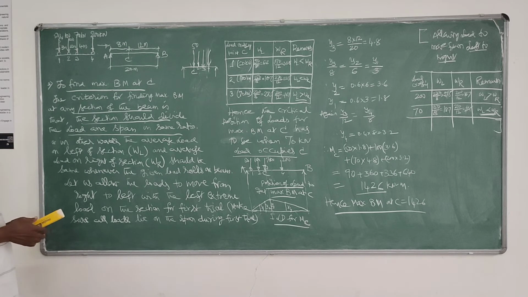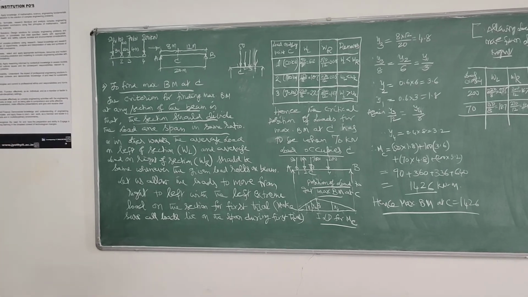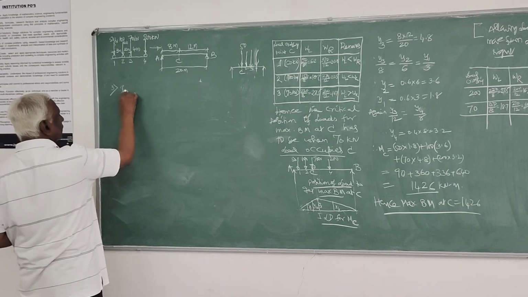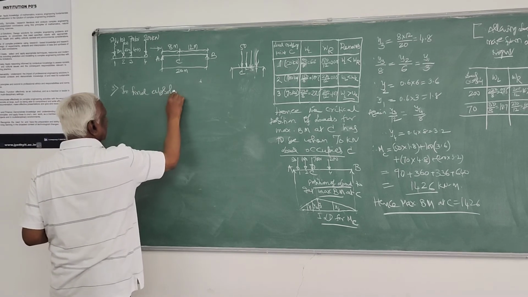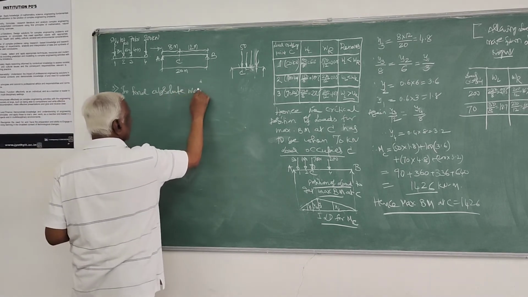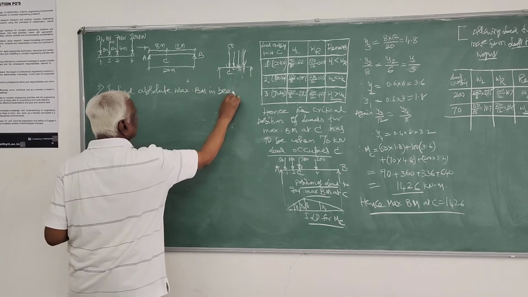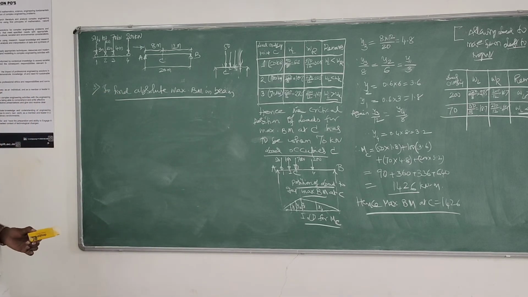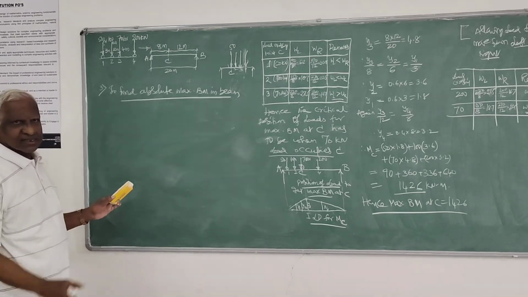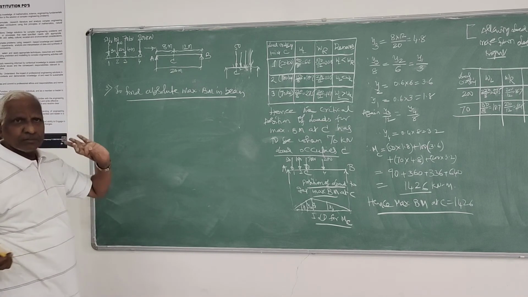Next we will take up finding the absolute maximum bending moment in the beam. This is the absolute maximum bending moment, or design bending moment, for the beam. That is, for design of the beam, what is the maximum bending moment due to these moving loads.